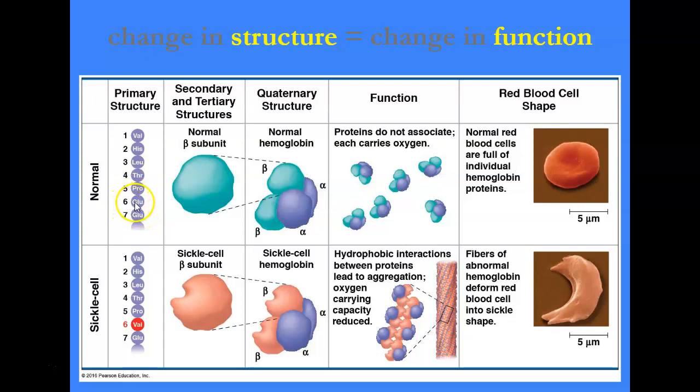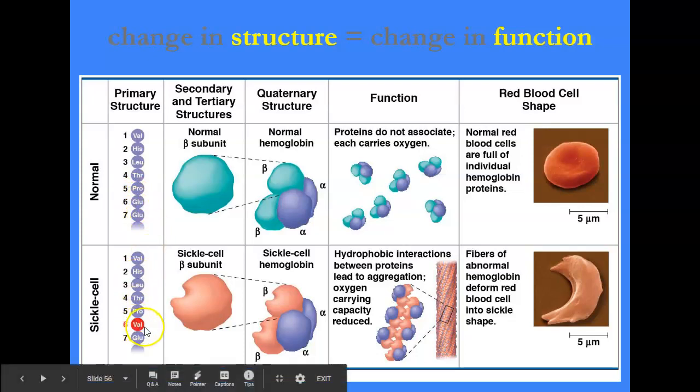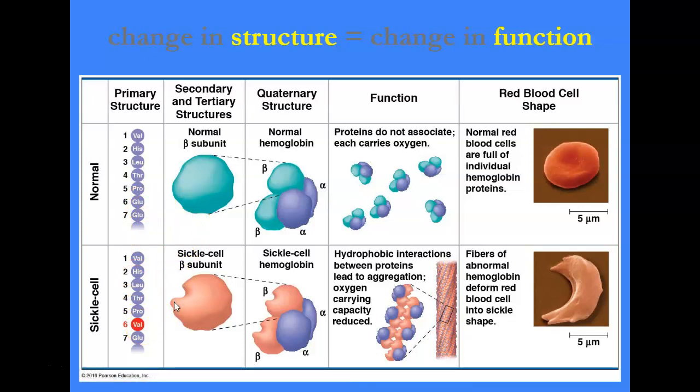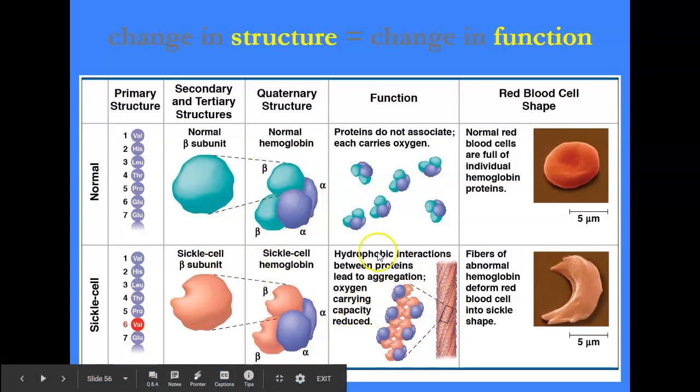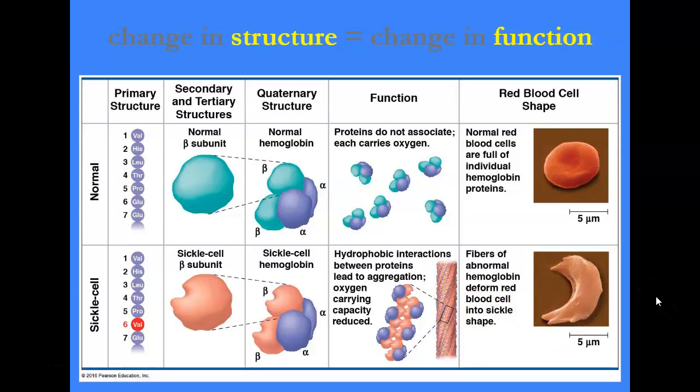So instead of GLU, it turns into a valine, VAL. And then that, when it folds up, because it has a different property, starts to look like this. And therefore, when it goes to make its larger structure, it can't quite form correctly, and therefore it doesn't hold oxygen as well, and you end up with a final structure of this. So that one small change in structure leads to a large change in function.